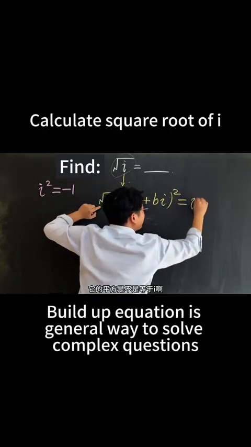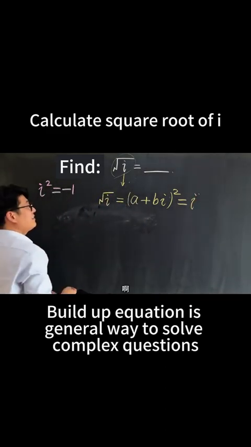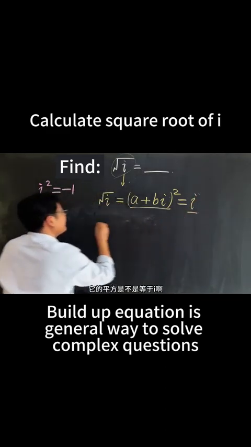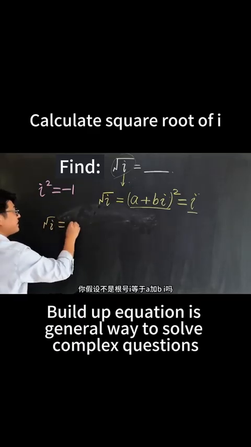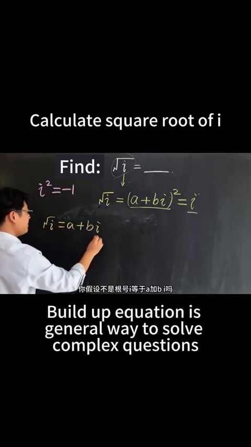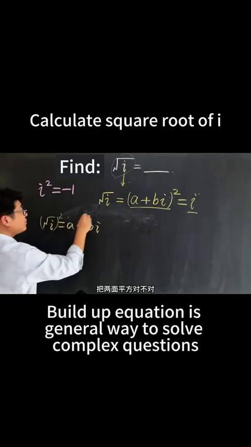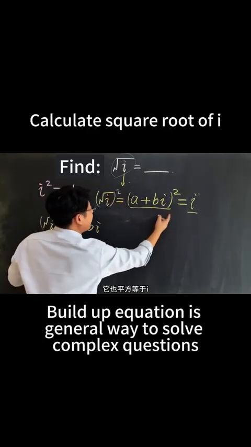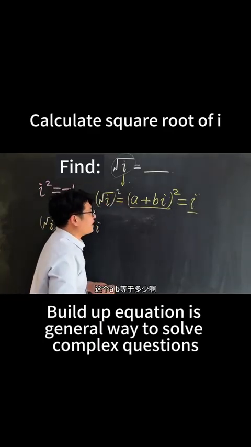Its square is not equal to 2. Is its square equal to 2? Didn't you assume that the square root of i equals a plus bi? Square both sides, right? Square this side, square that side, and it equals i. All right, let's work out what a and b equal.